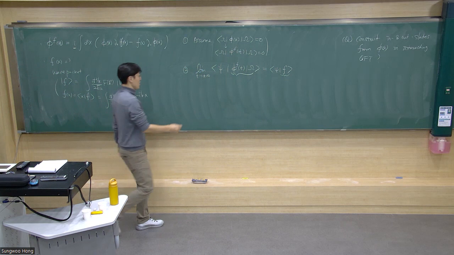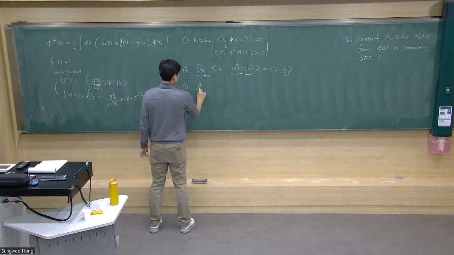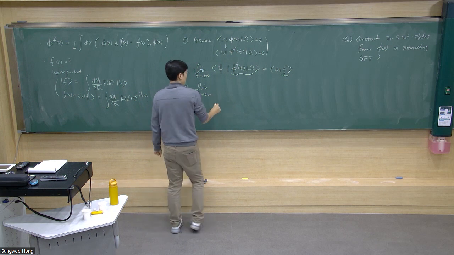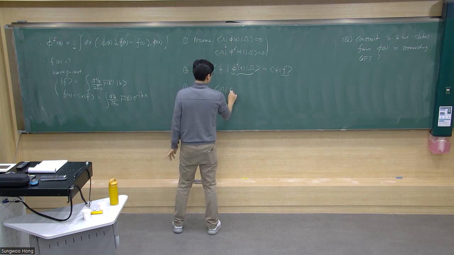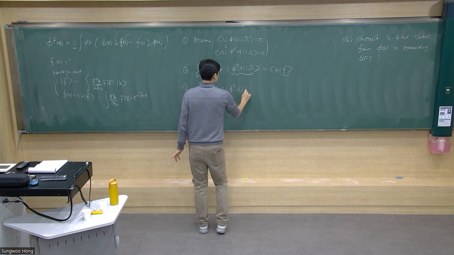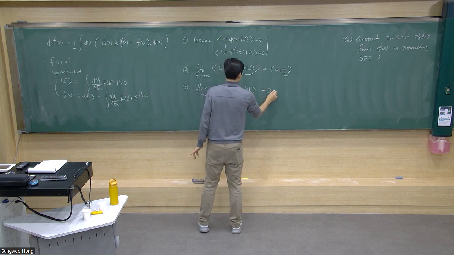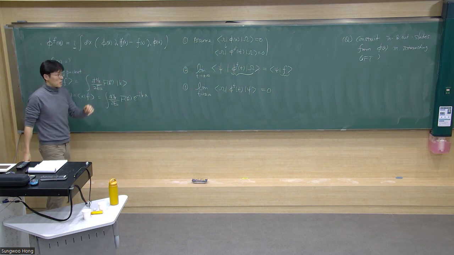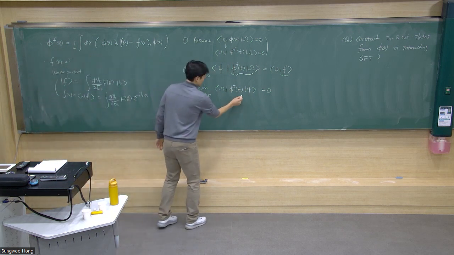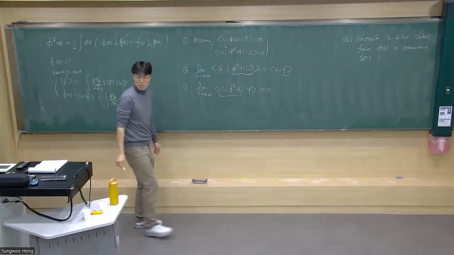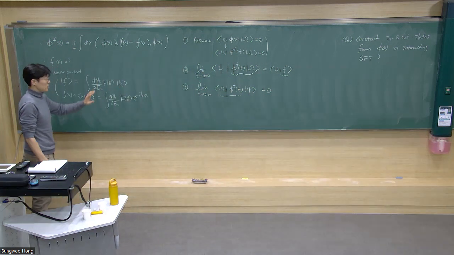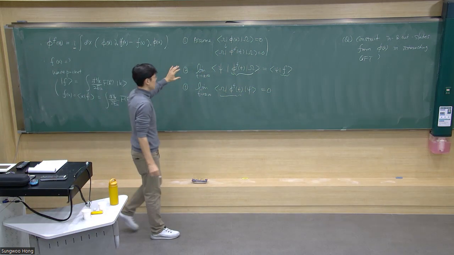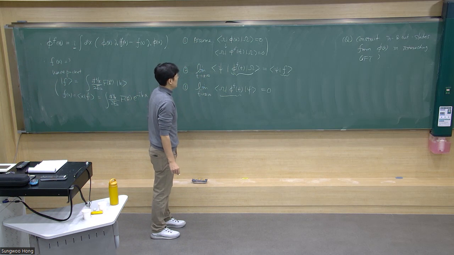So let me first write the properties, and then we can talk about proving it or not. This operator constructed in this form satisfies this property. So let us actually understand the meaning first, and then maybe we can move on to proving the reduction formula. So what does this mean?